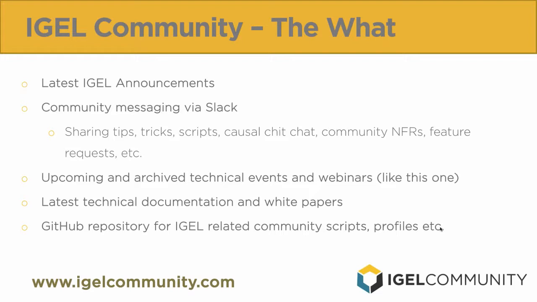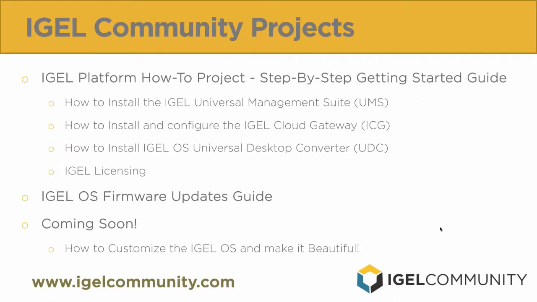We have a GitHub repository for IGEL related community scripts and profiles. What does this mean? It means that if you're a developer, if you're an engineer that likes to write scripts, we have a repository of those. And those aren't just things that we write ourselves at IGEL, but also community contributions. So we have gentlemen that are posting to our GitHub and sharing what they're writing. And profiles, like UMS profiles, we're going to be posting up there, and I'll talk about that in a second. So, of course, we have projects. Any community, we have to have projects.